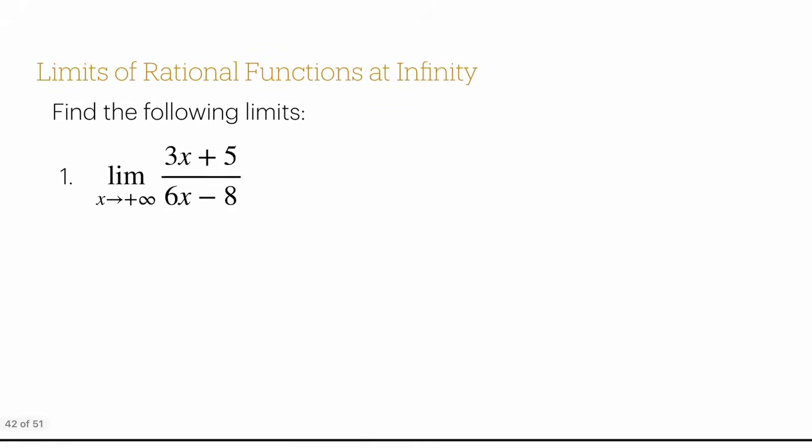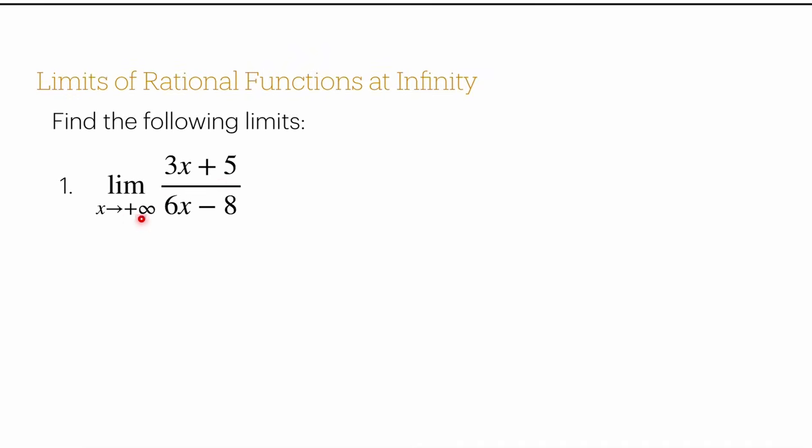So for example, we are to find the limit of 3x plus 5 over 6x minus 8 as x approaches infinity. We're just going to focus on positive infinity right here. So this is equal to, because we are not yet evaluating the limit, let's still write limit. And then the highest degree of x is 1. So we're going to divide each term here by x. So that would be 3 plus 5 over x divided by 6 minus 8 over x as x approaches infinity.